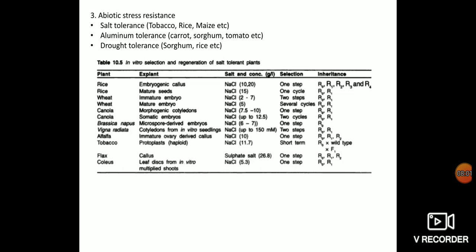Okay, so here it mentions the first one, which is salt tolerant plants. It is a salt tolerant plant. It resists high salinity. That is called salt tolerance.